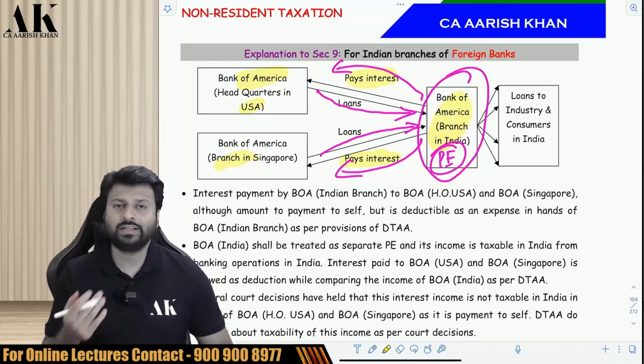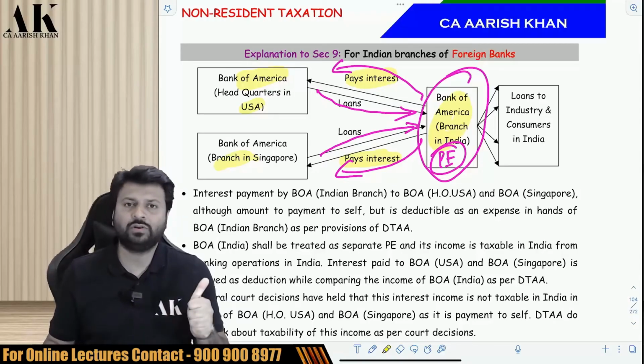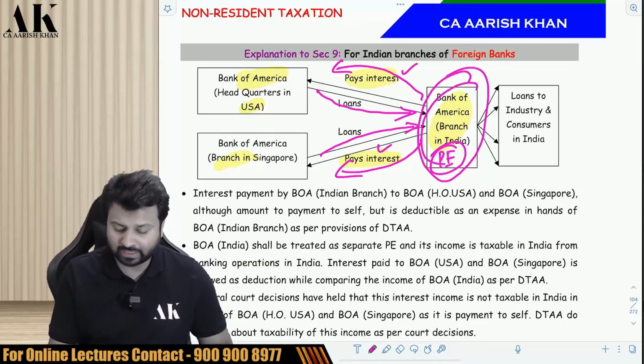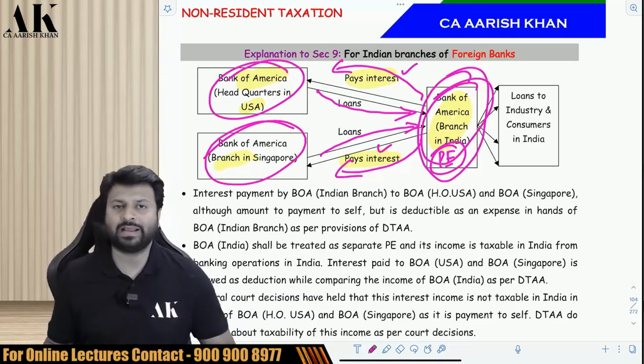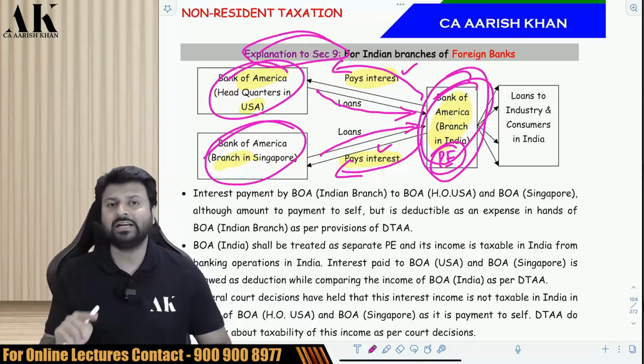TDS or not. Whether that interest will be allowed as a deduction or not. First question: the government said that yes, the interest will be allowed as a deduction to the Indian branch. The second question is whether that interest will be chargeable to tax in the hands of the foreign bank or not.